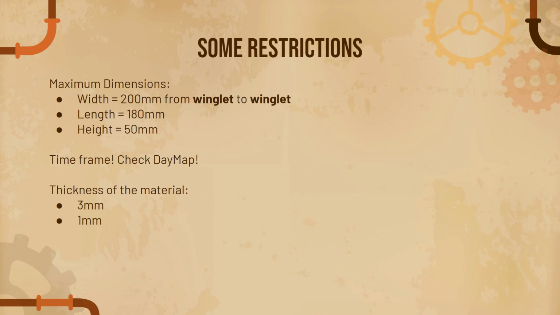Some of the restrictions that you need to adhere to. Listed here are the maximum dimensions, so the width, length and height. The time frame, you need to check on Daymap for when this task is due. You've also got two thicknesses of material. You've got 3mm and 1mm. The 3mm will make up the main fuselage of the plane, while your 1mm will make up the wings.